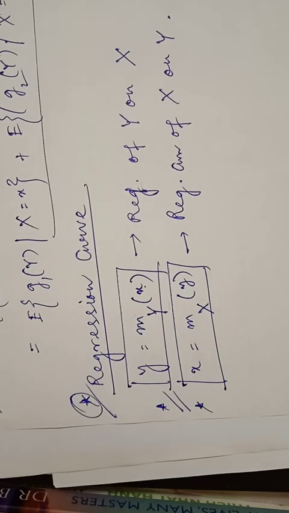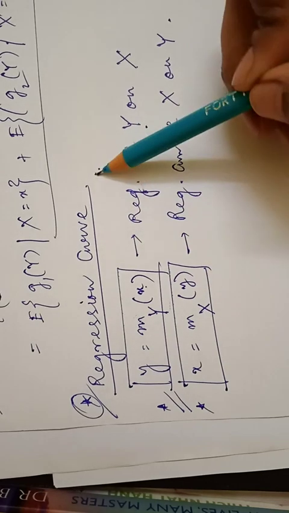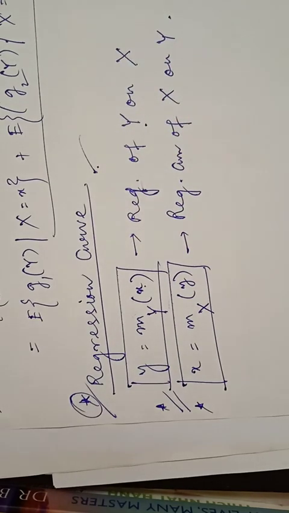These two lines, y equals to m(y|x) and x equals to m(x|y), are called the regression curve for y on x and the regression curve for x on y. Remember, regression curve and regression line are different. Both are different. So here we are discussing regression curve. Later we shall discuss regression line.